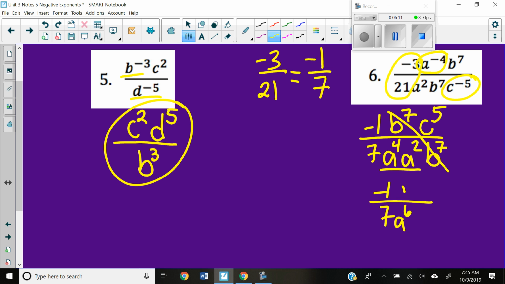And then I'm just left with my c to the fifth. So go through your things. Each base appears once. I have no powers to power. My fraction is reduced and I have no negative exponents.